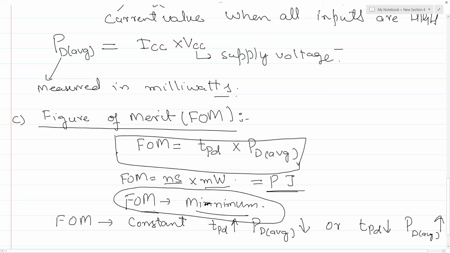So these are the three most important characteristics of digital ICs. Hope you people have understood. And tomorrow we will continue with the characteristics of digital ICs.